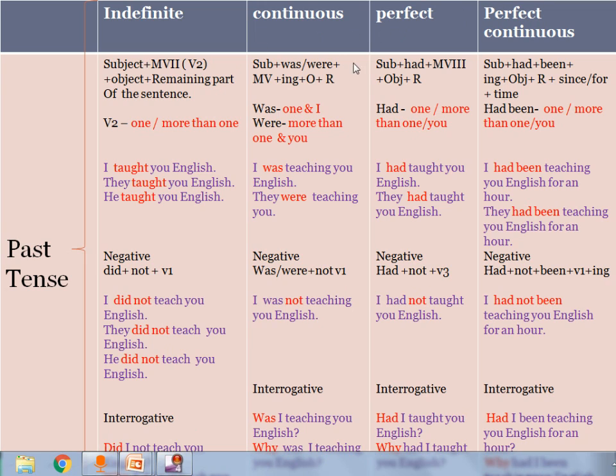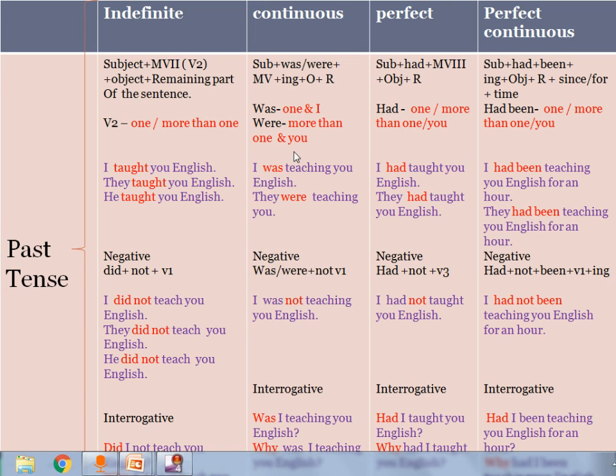Past continuous. Was and were are the two helping verbs here, was for one and I, were for more than one and you. I was teaching you English, they were teaching you English, and the first form of the verb plus ing is used in both sentences. So seeing these conditions, was or were plus the first form of the verb plus ing, we can say the sentence belongs to past continuous.